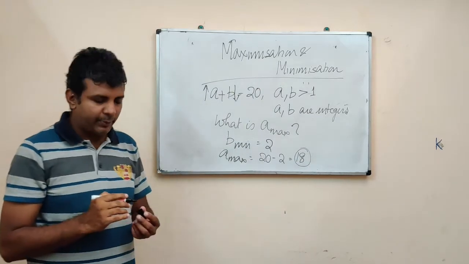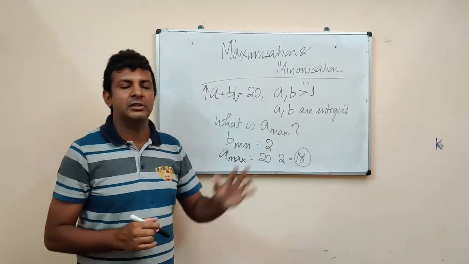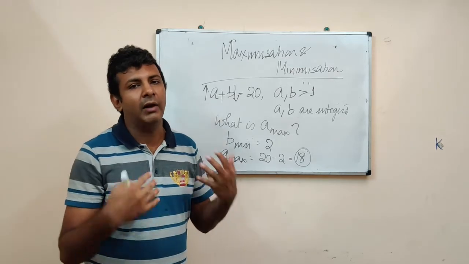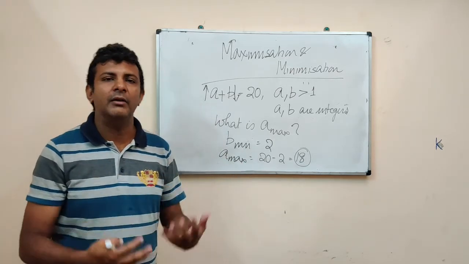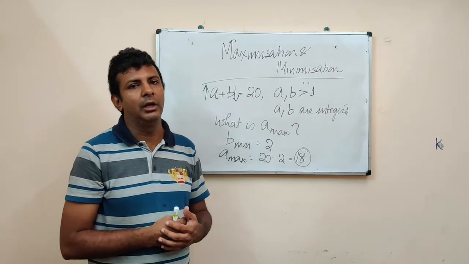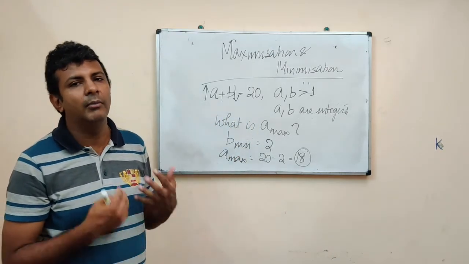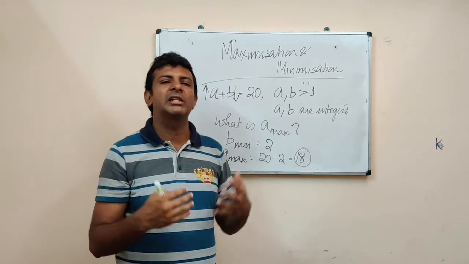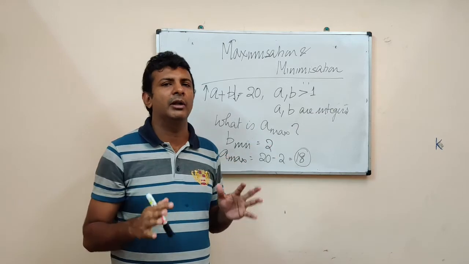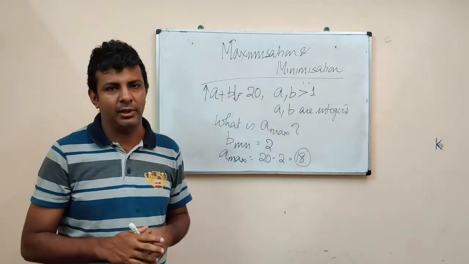Now, this is the basic principle. If you have a sum given already and you have to maximize one term out of the sum, then consequently you have to minimize every other term. And if you have to minimize one term, then you have to consequently maximize every other possible term. This is the basic fundamental behind maximization and minimization.